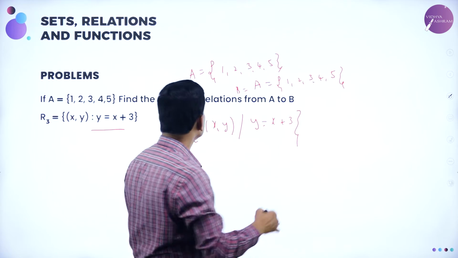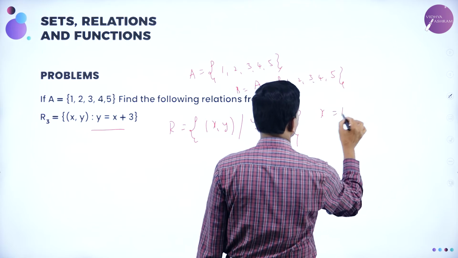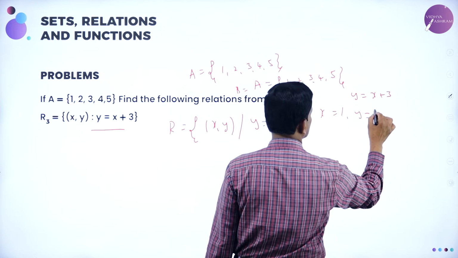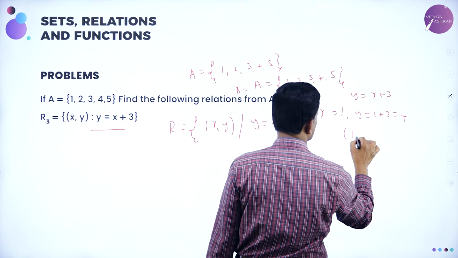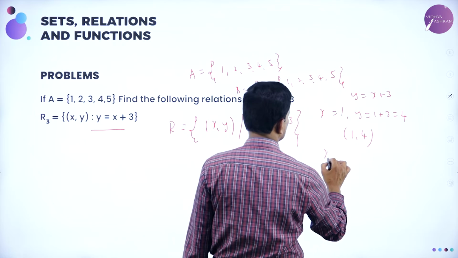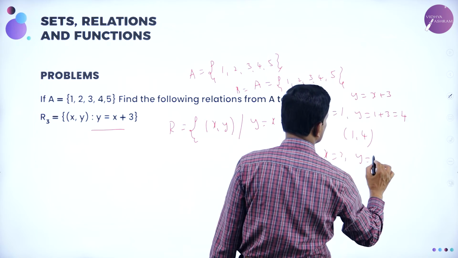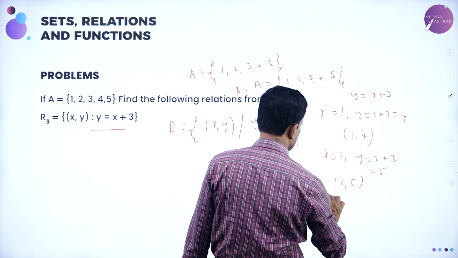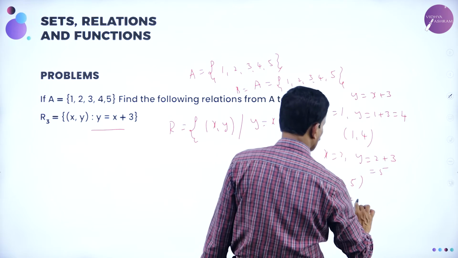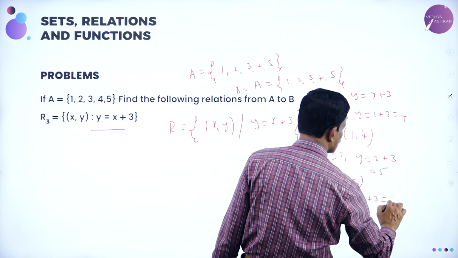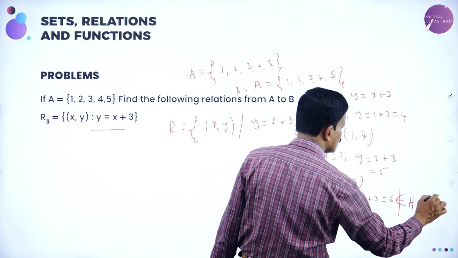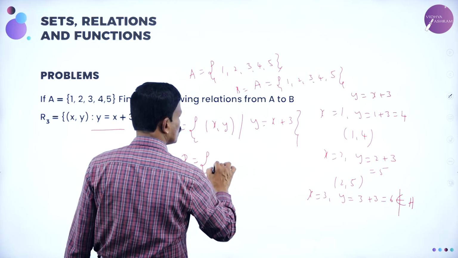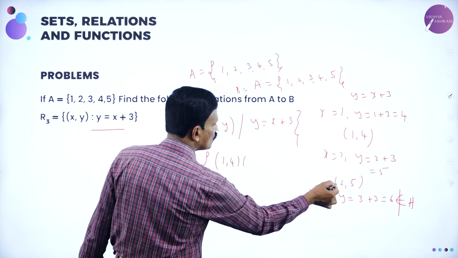Now, let us write down. When X is equal to 1, what is the condition? Y is equal to X plus 3, so Y is 1 plus 3, which is 4. So the first element is (1, 4). When x is equal to 2, y is equal to 2 plus 3, that's 5. The second is (2, 5). When x is equal to 3, what do you get? y is equal to 3 plus 3, which is 6. 6 does not belong to the set A, so we cannot take it. Therefore, the only elements of the relation R are (1, 4) and (2, 5).